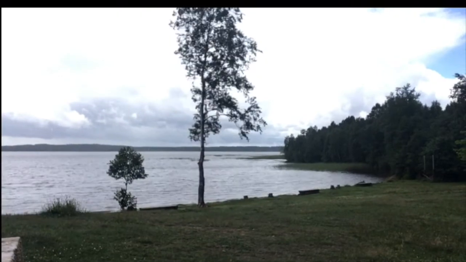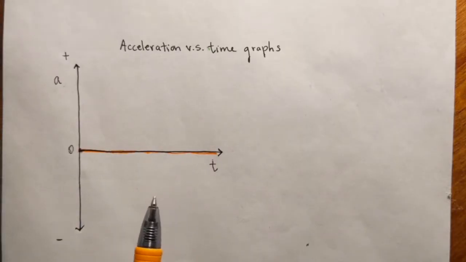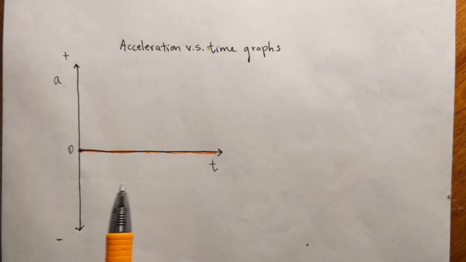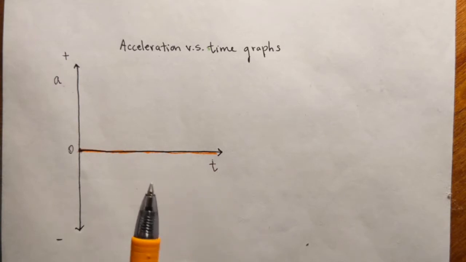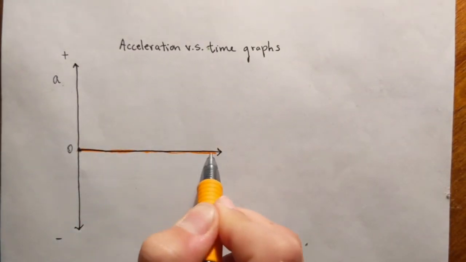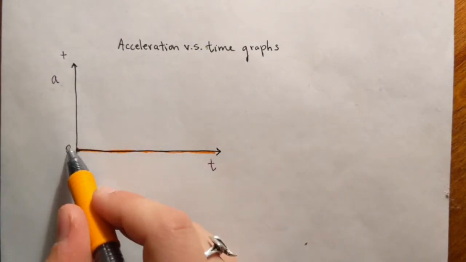In these 2 videos, yes, the object was moving with a faster speed, but was the speed changing? No, the speed was not changing, and neither was the direction. So again, the acceleration is going to be 0, and our graph is again going to look like this flat horizontal line along this axis at a equals 0.